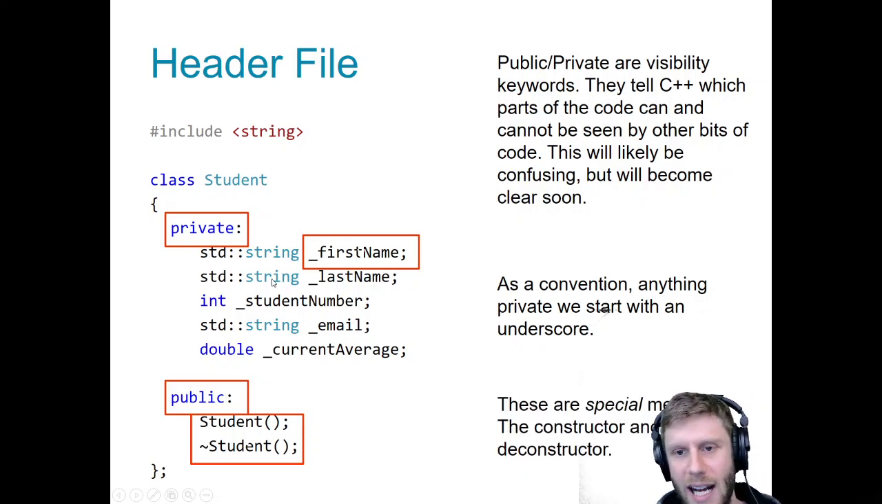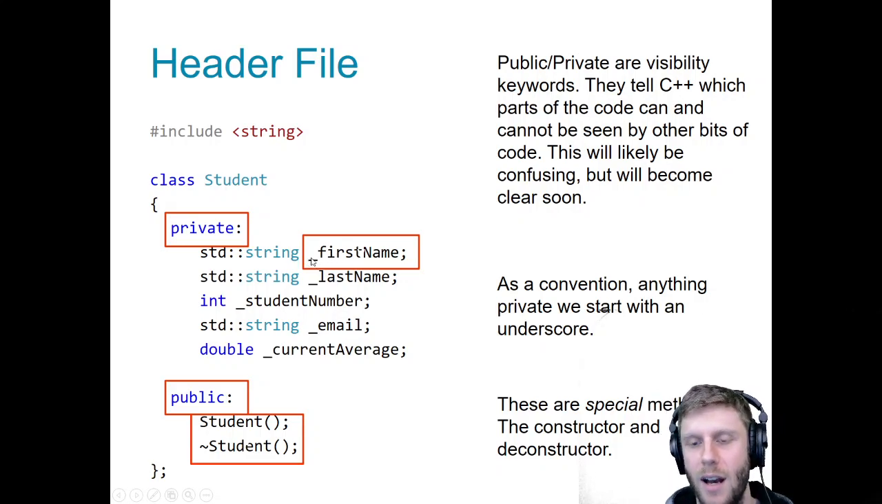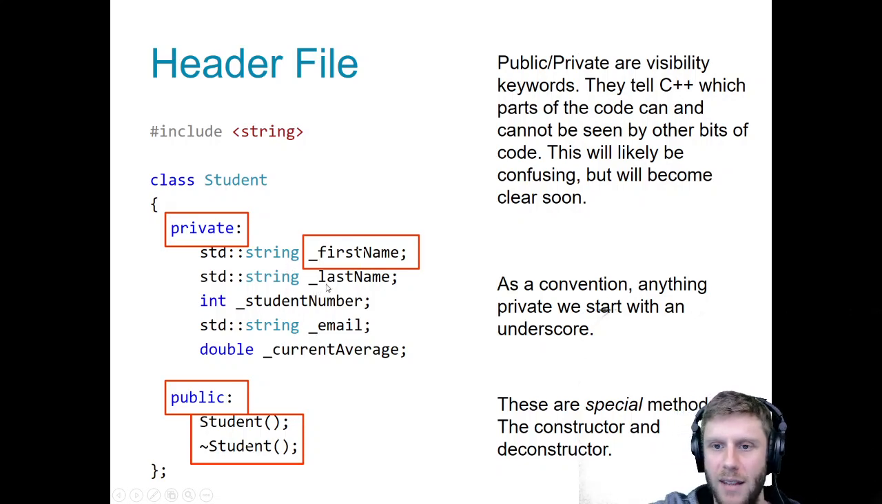Because we're creating an attribute here called first name and it's private, the convention I like to follow, and there's a billion other conventions out there, is underscore and then what that attribute is called. And then we've got last name, also with an underscore, student number, email, and current average. Okay. So I've defined their type and said what they're called. But I'm not doing anything here, I'm just declaring them.